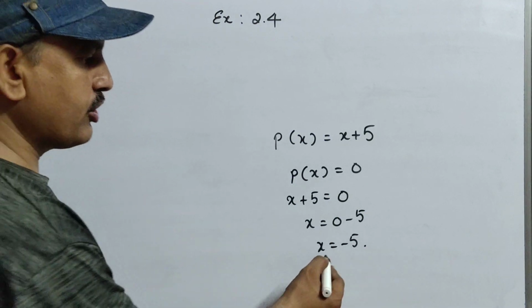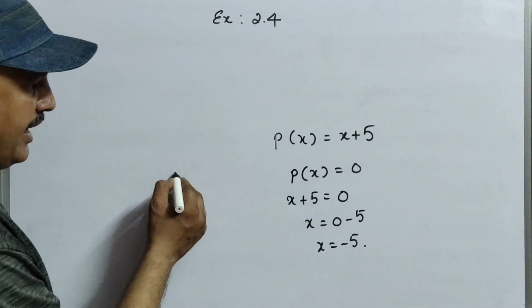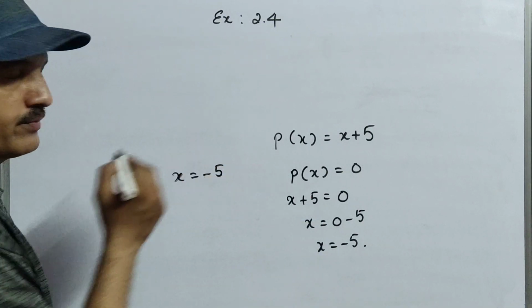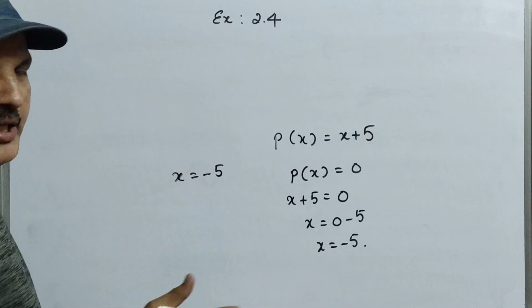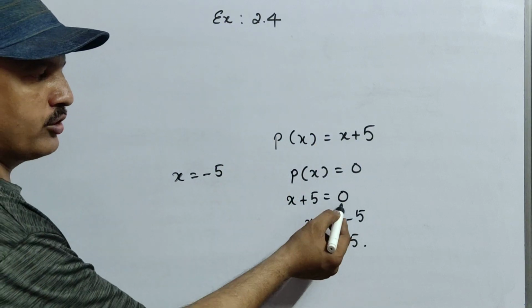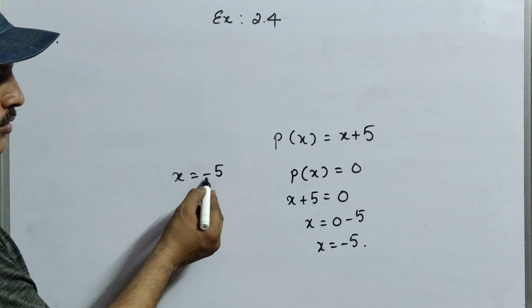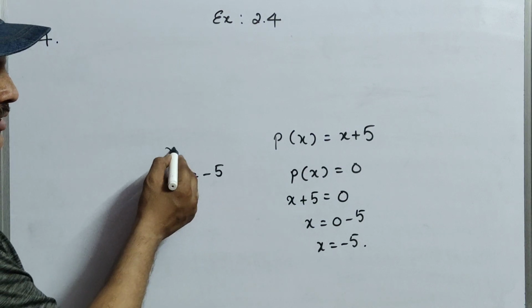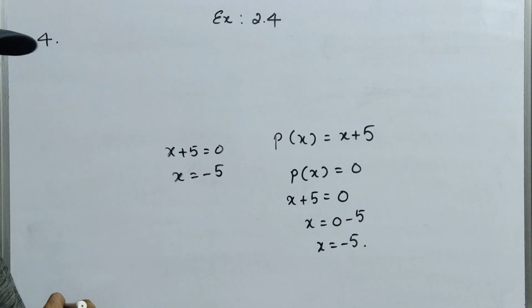Why? Because x equals minus 5, I'll tell you. See here, if you go in reverse order, x equals minus 5. Okay, you got x equals minus 5. I am just explaining, not a sum, how you got it 0, and why you have to make it equal to 0. So x equals minus 5. Now this minus 5 will come this side, means plus 5. So x plus 5 equals 0.